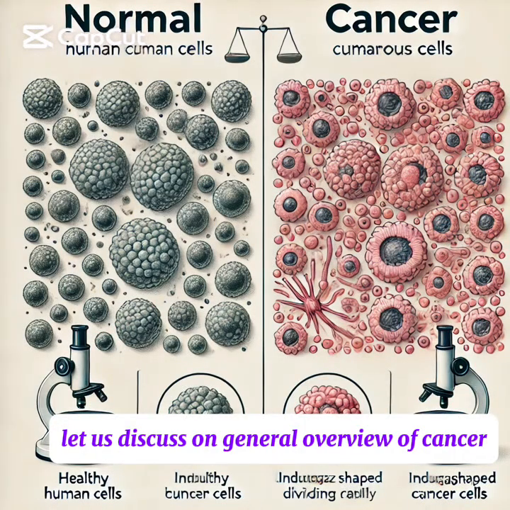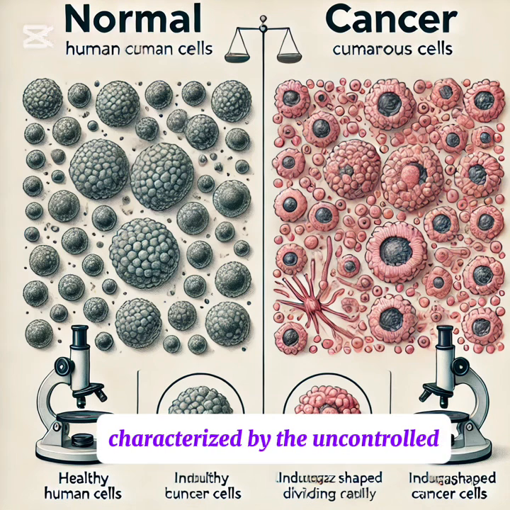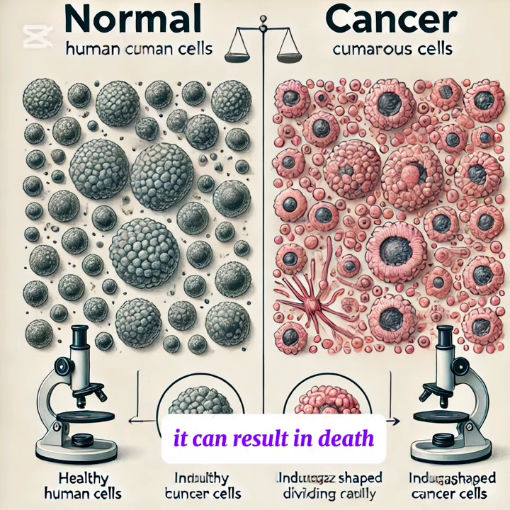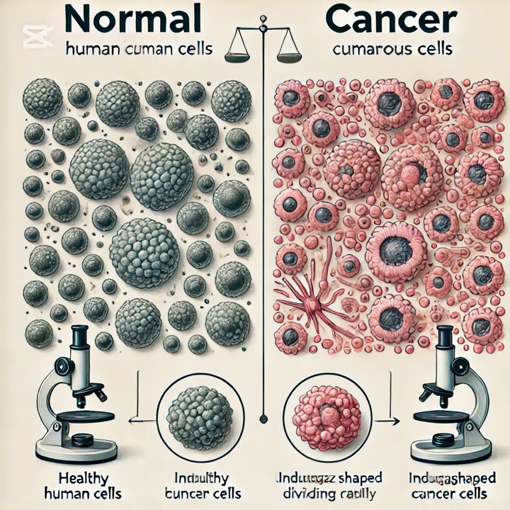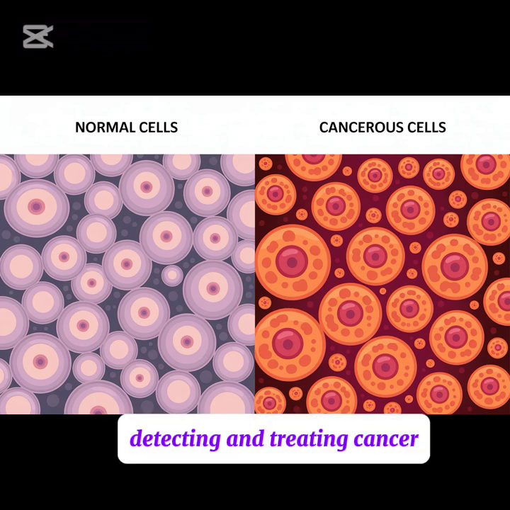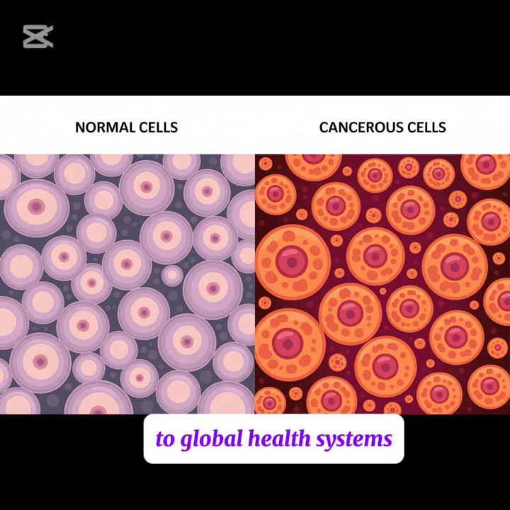Let us discuss a general overview of cancer. Cancer is a complex group of diseases characterized by the uncontrolled growth and spread of abnormal cells in the body. If this spread is not controlled, it can result in death. It affects people of all ages, genders, and backgrounds, and remains one of the leading causes of death worldwide. While significant progress has been made in understanding, detecting, and treating cancer, it continues to pose a major challenge to global health systems.